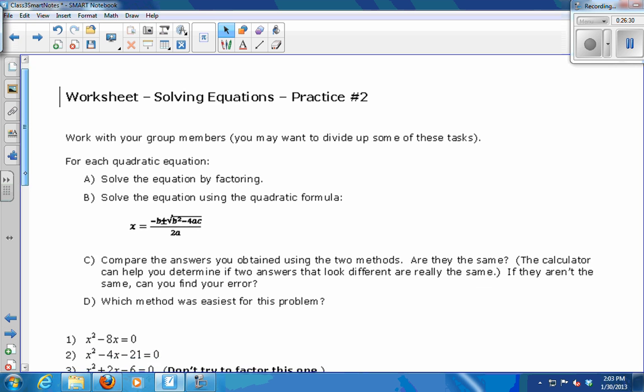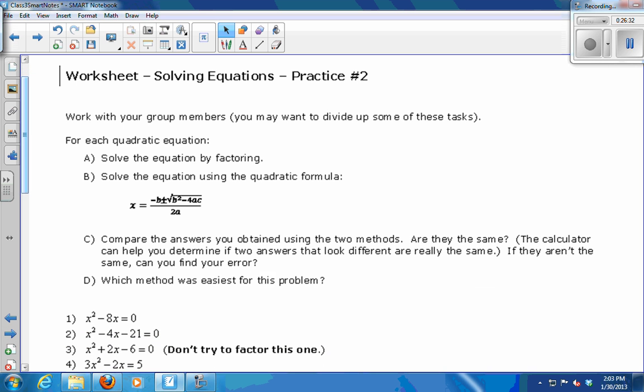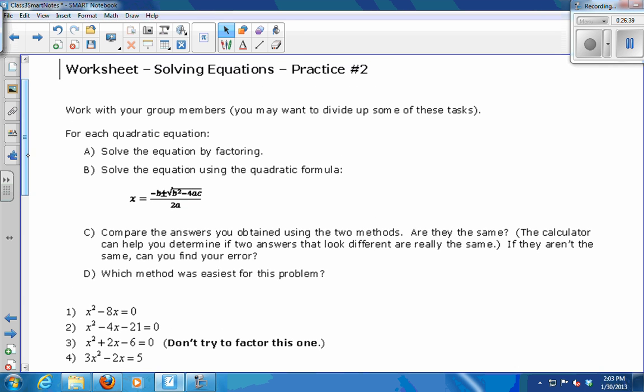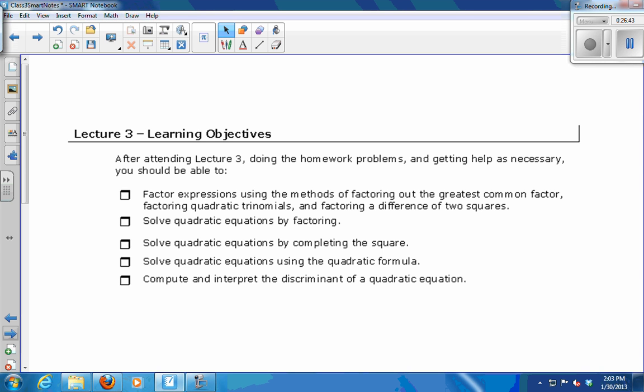All right, we do have 7 or 8 minutes. You can start working on this worksheet for a little extra practice, and then we have some learning objectives, and your homework is in WebAssign.